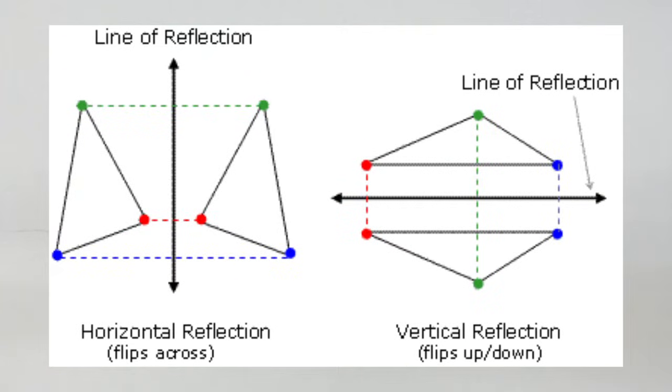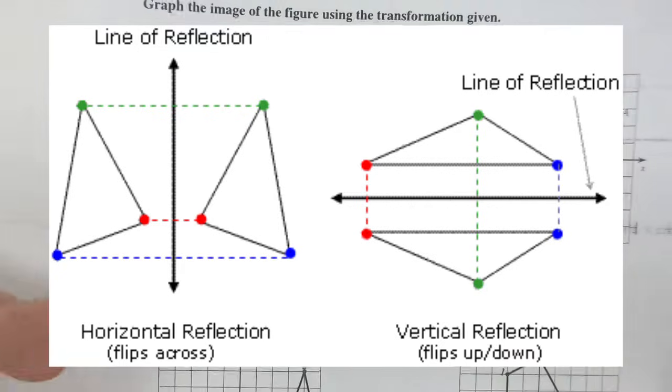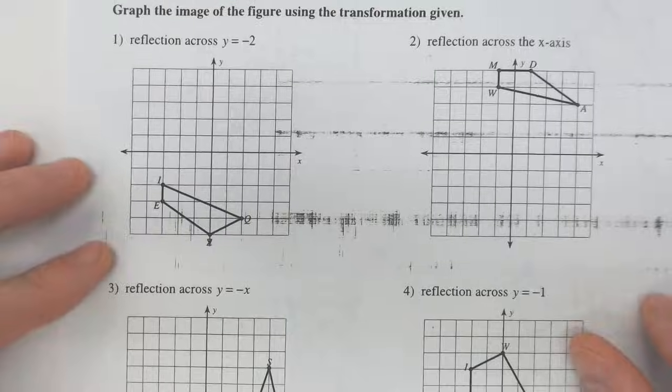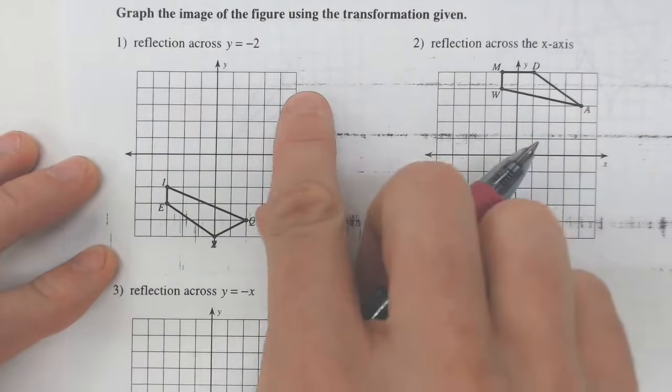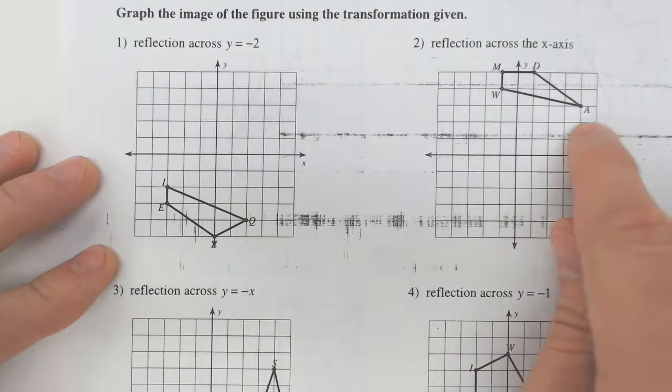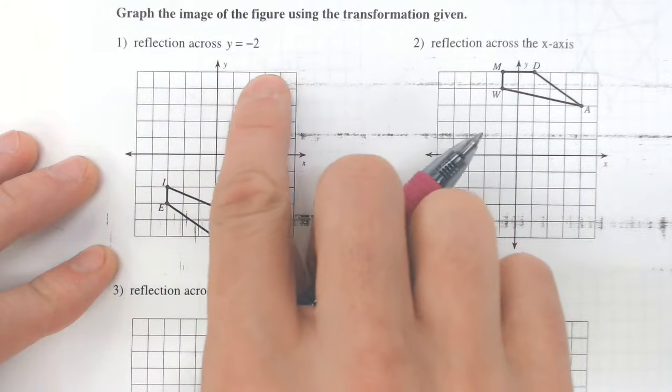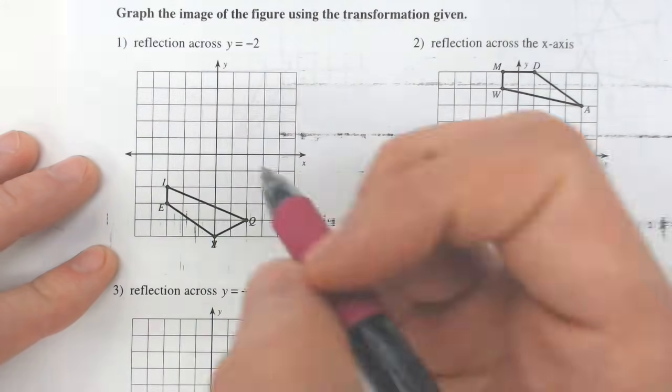Today we're going to be doing some reflecting of shapes on an XY coordinate plane. Let's get into it. So given the graph, we're going to be able to reflect it across whatever line they tell us. So in this first one, it is reflecting across y equals -2.